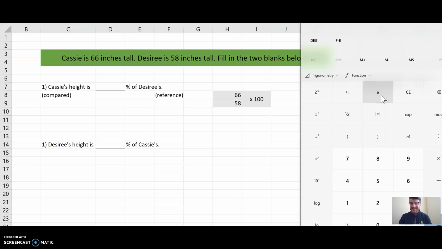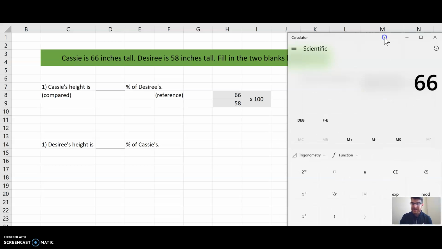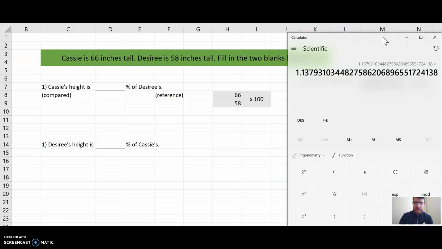All right, so 66, let me pull this down into your plane of view, divided by 58 times 100. You know how this goes, one time only, so let's retype that in. 66 divided by 58 times 100, and you should get 113.79. We're just going to round to the nearest whole number right now. We don't have to be crazy specific. So let's call this 114%.